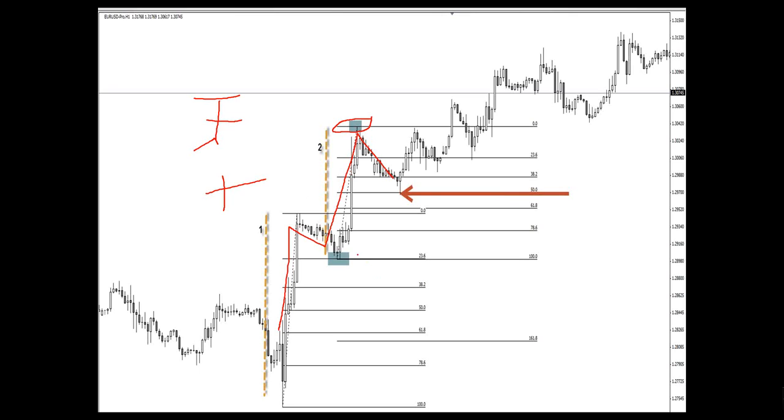Here again, point A. Let me clear the screen for you. It will be easier to see. So this was the first swing right here, 23.6. And that was at a bottom. You see, the price went here and this was the top. So this is point A. This is point B.